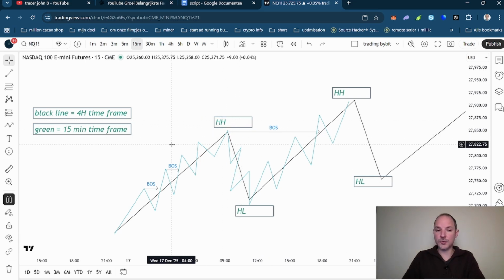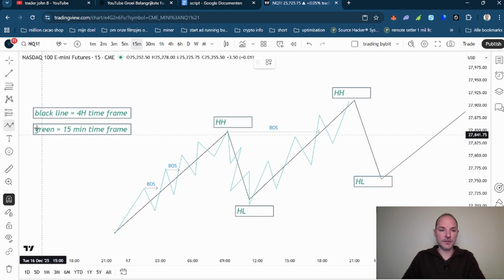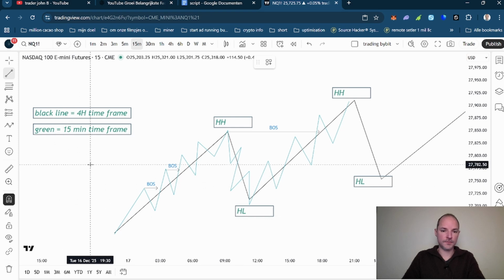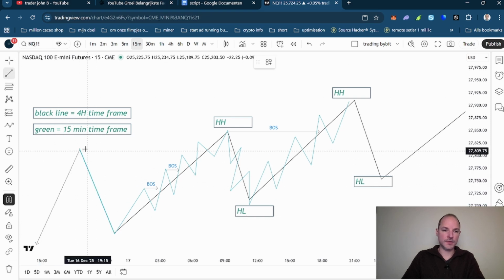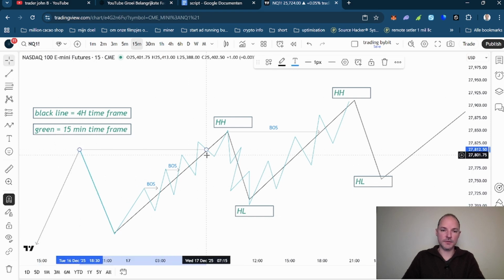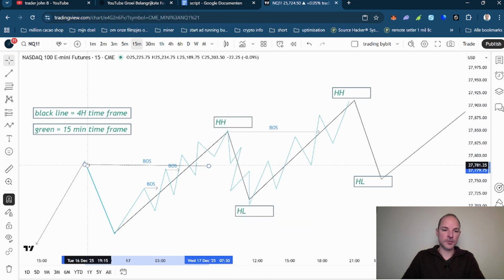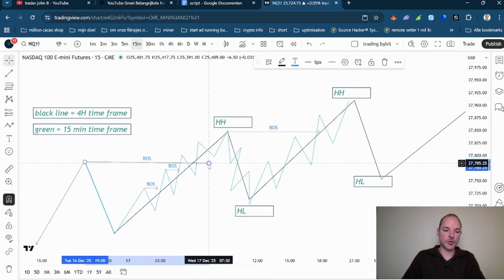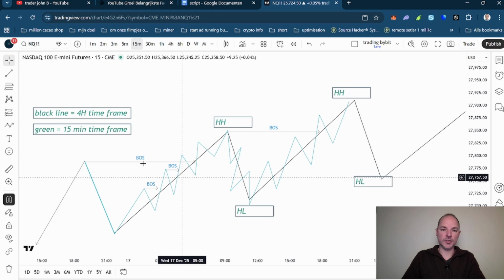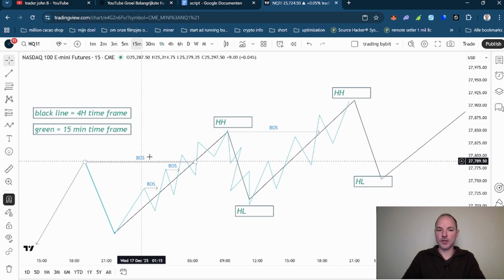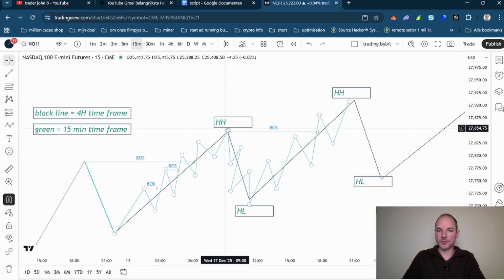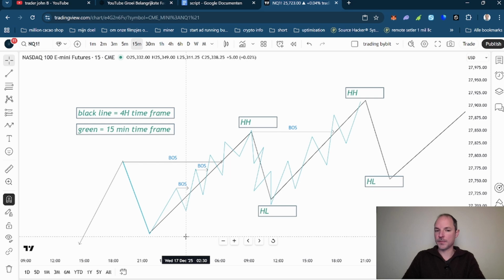How do we know where the liquidity is? Say this was our previous high, and we made a BOS right here to the upside. So we have a break of structure, so the market is headed towards liquidity, and that would be a higher time frame break of structure to see that the market is headed that way.